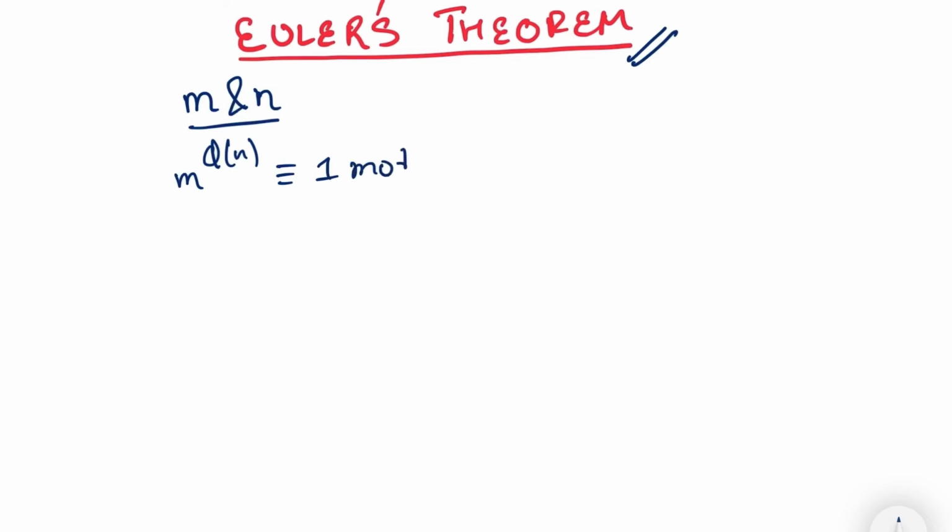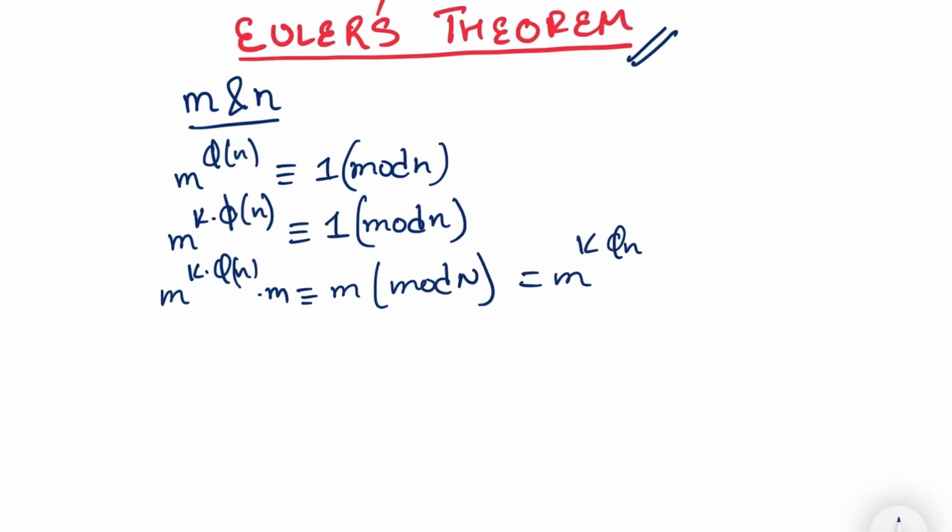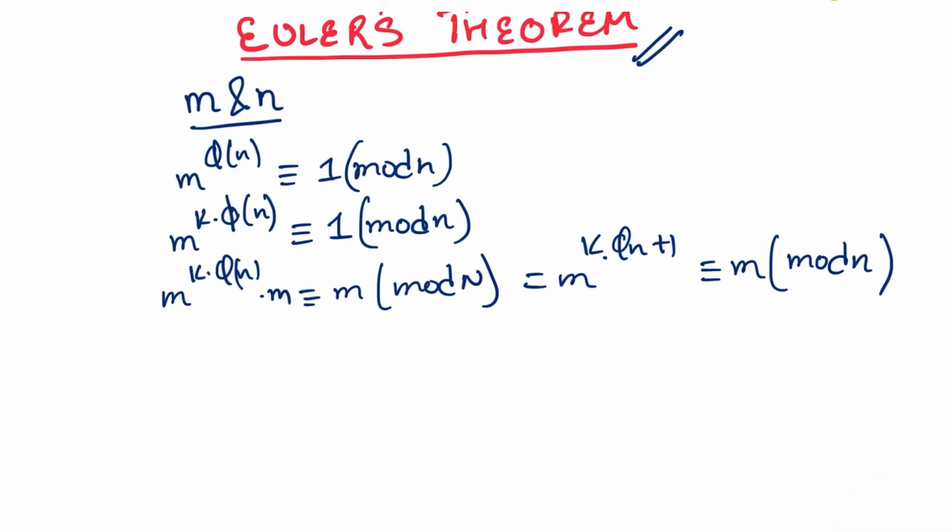Further, if we raise the equation to power k, where k is any integer, the right hand side will remain the same as 1 power k won't change, and the equation becomes m power k phi n is congruent to 1 mod n. Now multiplying with m on both sides, we get m power k phi n times m congruent to m mod n, which equals m power k phi n plus 1 congruent to m mod n.